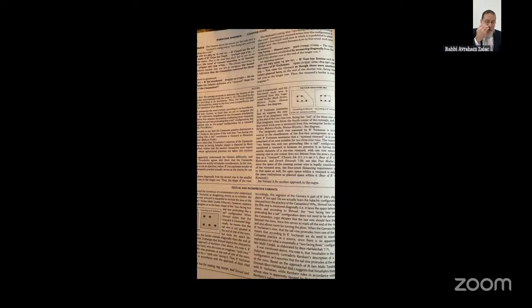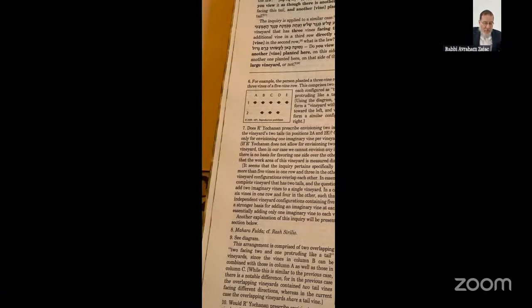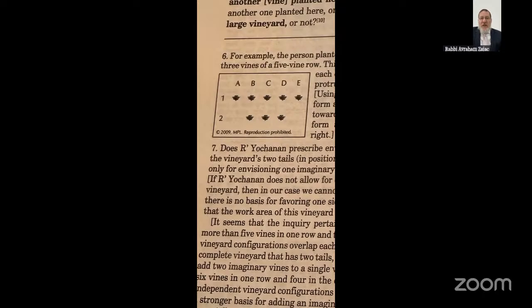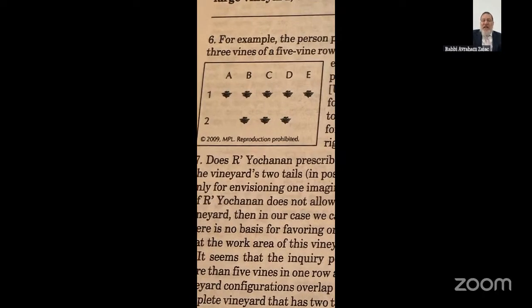The top picture on the left of 41b2, you have to turn the amud. So what we have over here, let me say the words in English, we have 2 overlapping vineyards. Guys, you have to see it. Look at the picture. So what you end up with is 2 rows. The top row has 5 vines, A, B, C, D, E. The bottom row, very good. Now you see the picture. The second row only has 3 vines, B, C, and D.